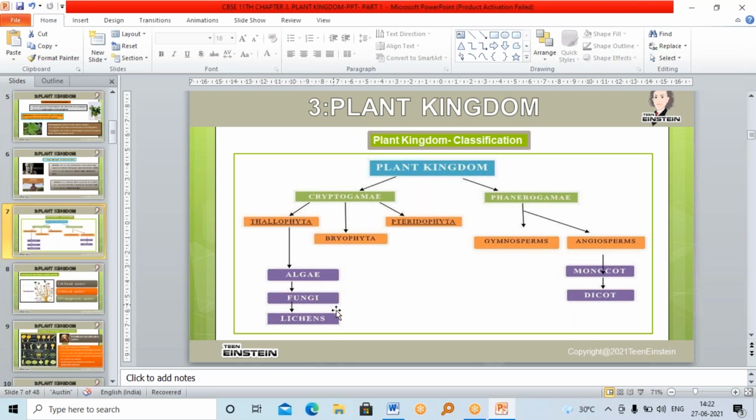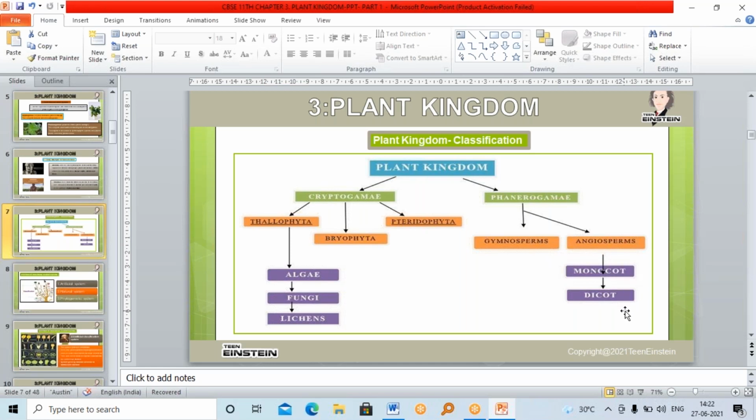Next, phanerogamy is divided into gymnosperms and angiosperms. They have visible reproductive structures, or they have flowers. In that, angiosperms are again divided into monocot and dicot. Monocot means they have a single cotyledon. Dicot means they have two cotyledons.